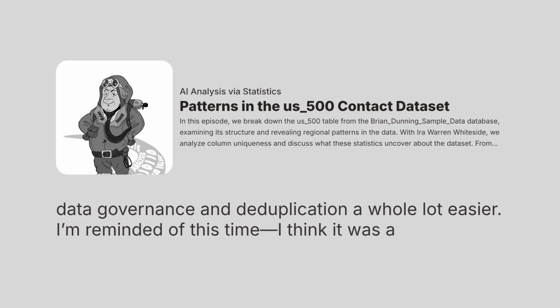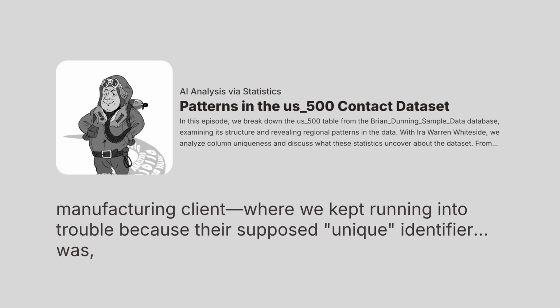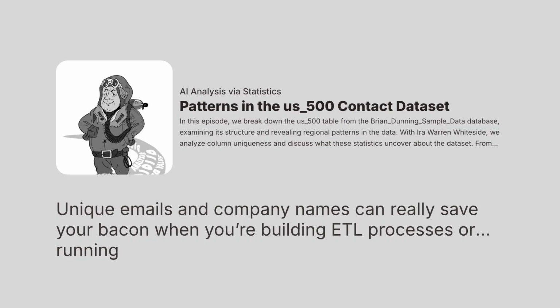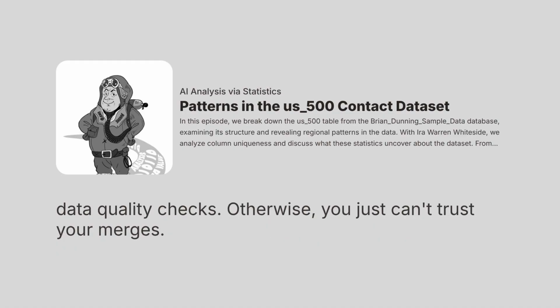I'm reminded of this time, I think it was a manufacturing client, where we kept running into trouble because their supposed unique identifier was not unique at all. Like 5 CEOs named Jeff Smith with the same company name. Not great. Unique emails and company names can really save your bacon when you're building ETL processes or running data quality checks. Otherwise, you just can't trust your merges.